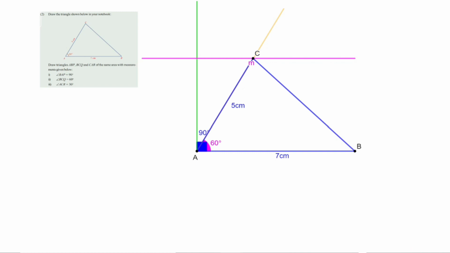Now mark the point of intersection of this parallel line and the line through A. Join B to P, we will get the required triangle. In this triangle, angle BAP equal to 90 degrees and area of this triangle is equal to the area of the first triangle, as the bases are same and third vertices are on a line parallel to the base. Now we need to draw triangle BCQ with angle BCQ 60 degrees.